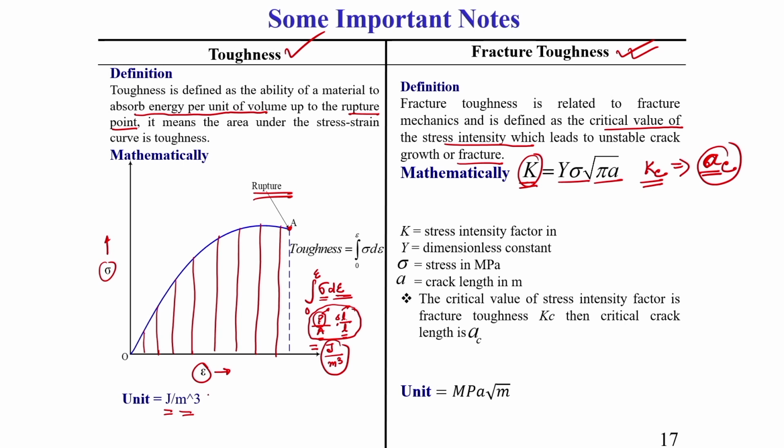Now, toughness has a unit which is generally joule per meter cube, whereas fracture toughness has a unit of MPa square root m, which I have already discussed. So, this is the main difference between fracture toughness and toughness.